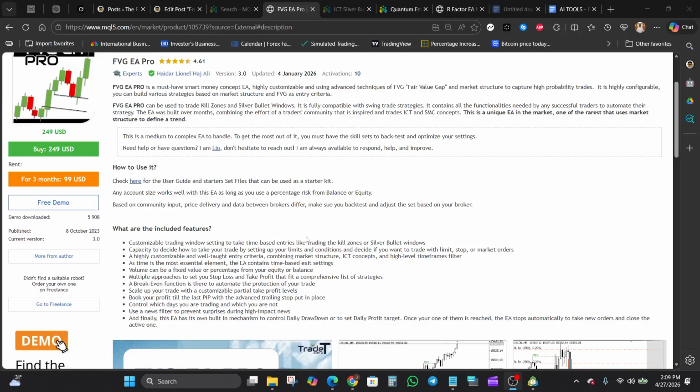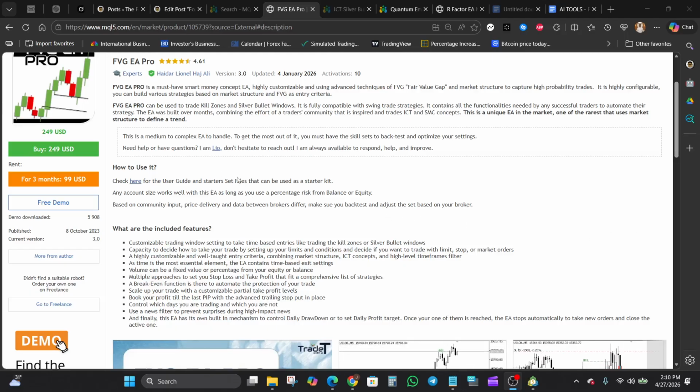It also mentions compatibility with things like kill zones and silver bullet windows, all right, which are very specific trading sessions where liquidity and volatility tend to increase. So overall, just from the description, this EA is trying to replicate a discretionary trading approach, but in an automated way. Now, let's talk about how this EA is actually designed to function.